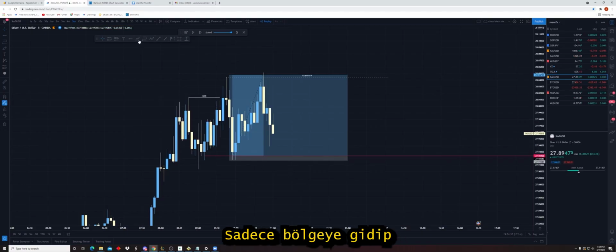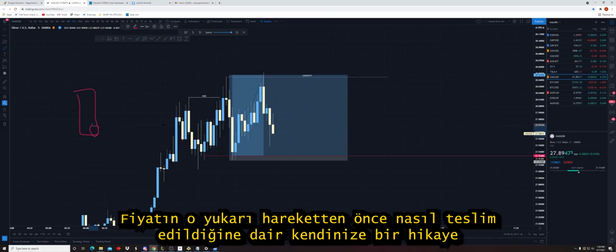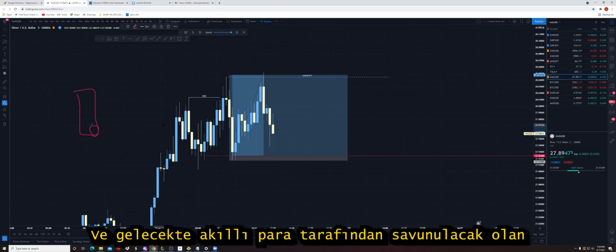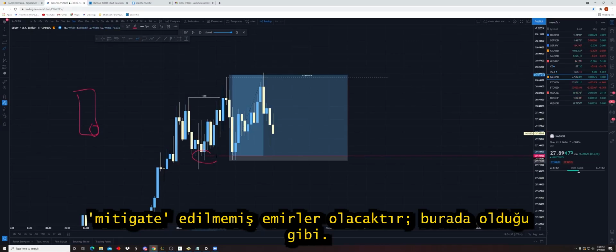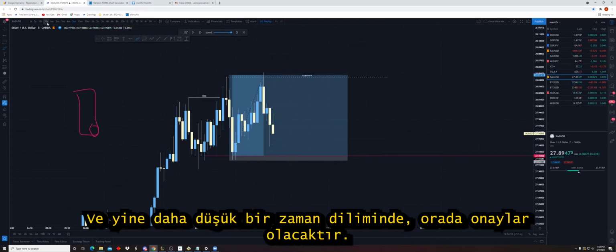The only way to do it is not just to go in a zone and say, where's my last down move for the up move? No. You need to tell yourself a story about how price delivered in that last down move for the up move. And there are going to be unmitigated orders in the future that are going to be defended by smart money as they were here when price gets there. And again, on a lower time frame, there are going to be confirmations in there.